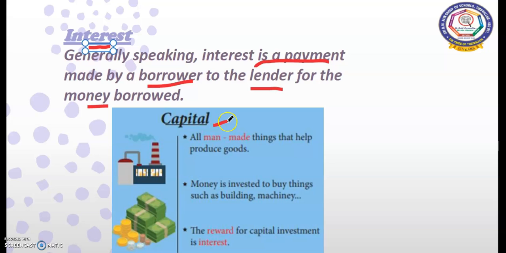Here, what is meant by capital? All man-made things which are involved in the production of a good are called capital. Here, money is invested to buy things such as buildings and machinery, and the reward for capital investment is interest. So, if you are investing 10 lakhs or 5 lakhs, you will get some revenue from that. That reward for investing the capital is called interest.